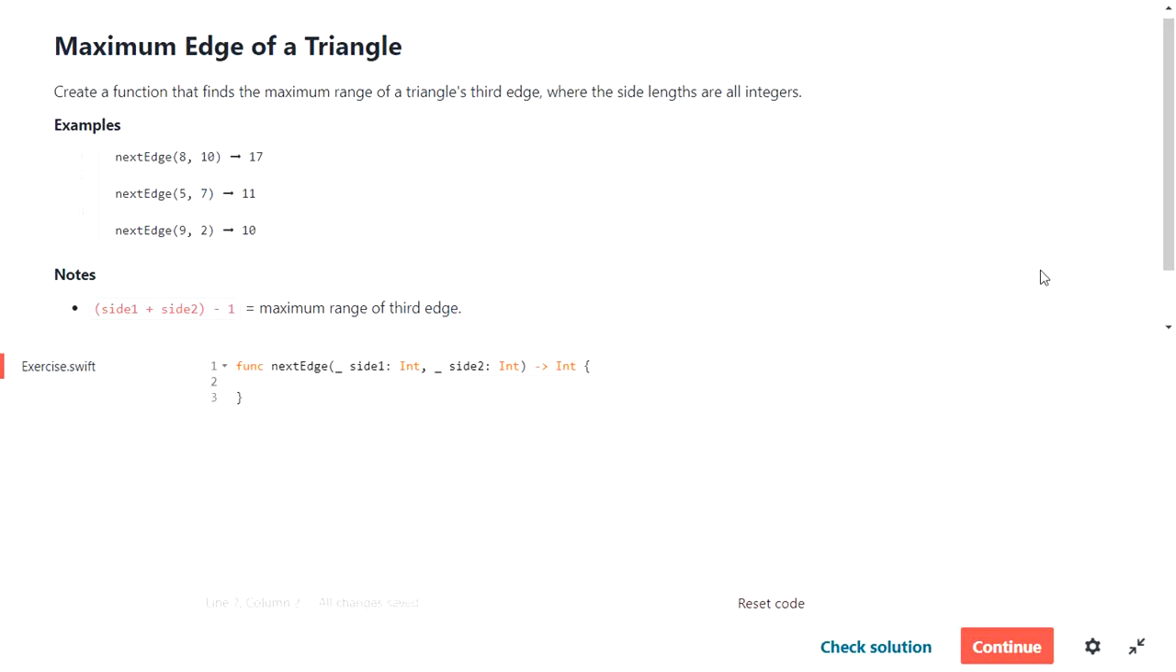You can use another method. You can define a constant variable sum, which is equal to side 1 plus side 2 minus 1, and just return sum. We'll check the solution here. So our solution is correct.